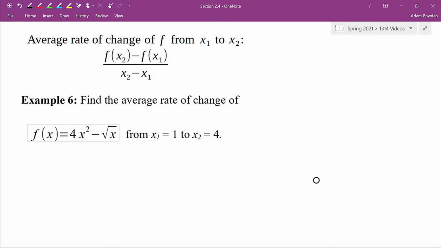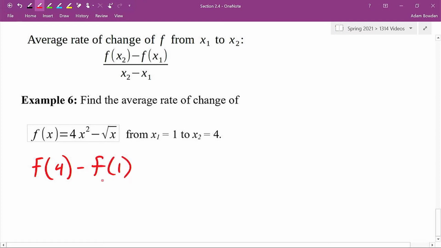So let's do something with average rate of change. This is going to be for the function f of x equals 4x squared minus square root of x between the values of x1 equal to 1 and x2 equal to 4. So we calculate this using average rate of change formula, doing f of 4 minus f of 1 divided by 4 minus 1.